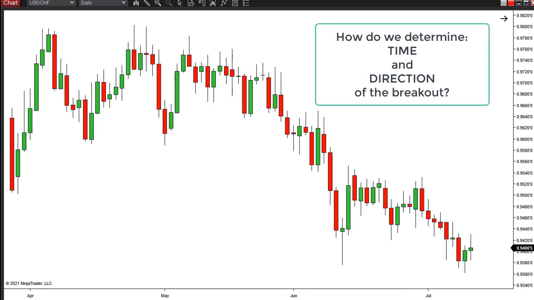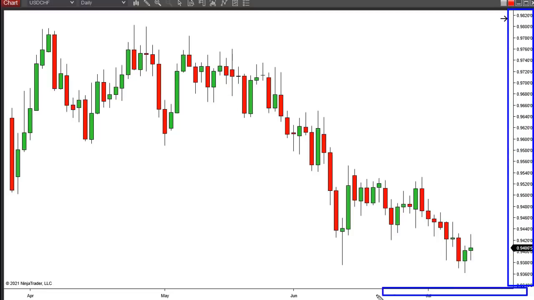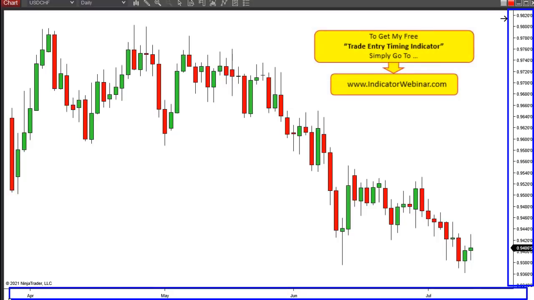Now, how do we solve this problem of determining when and in which direction it's going to go? Just breaking a trend line alone does not work for timing, nor does it work for direction. And if you think about it, that's the only two things we've got on the chart: direction, up or down, that's the price axis, and the time axis on the bottom. In fact, it's amazing to me. Sure, everybody talks about price, the red axis over here. Very few people talk about the time axis, and this one's very important.